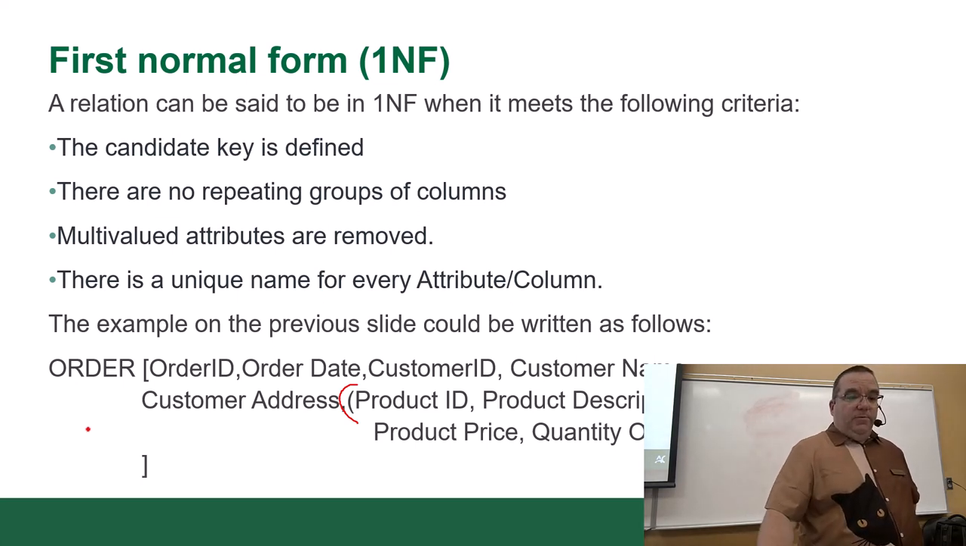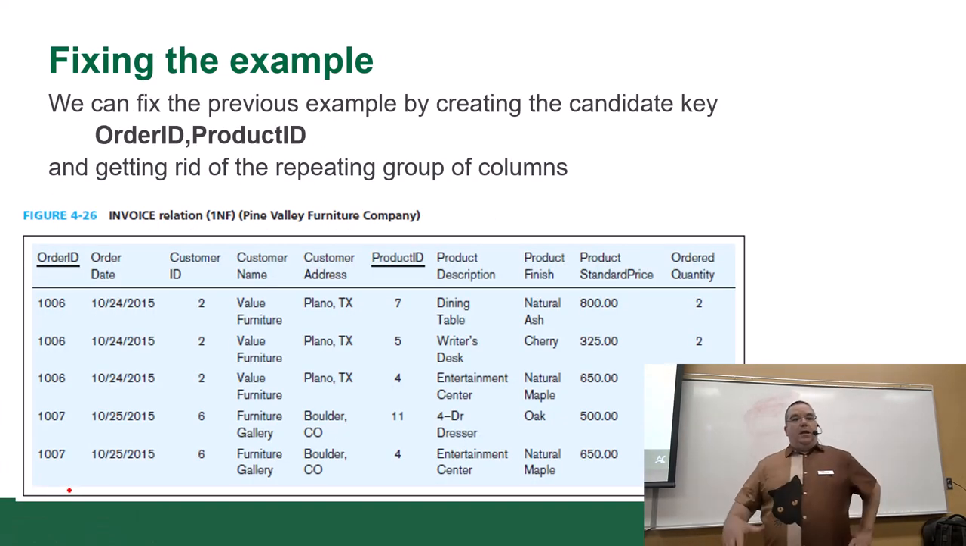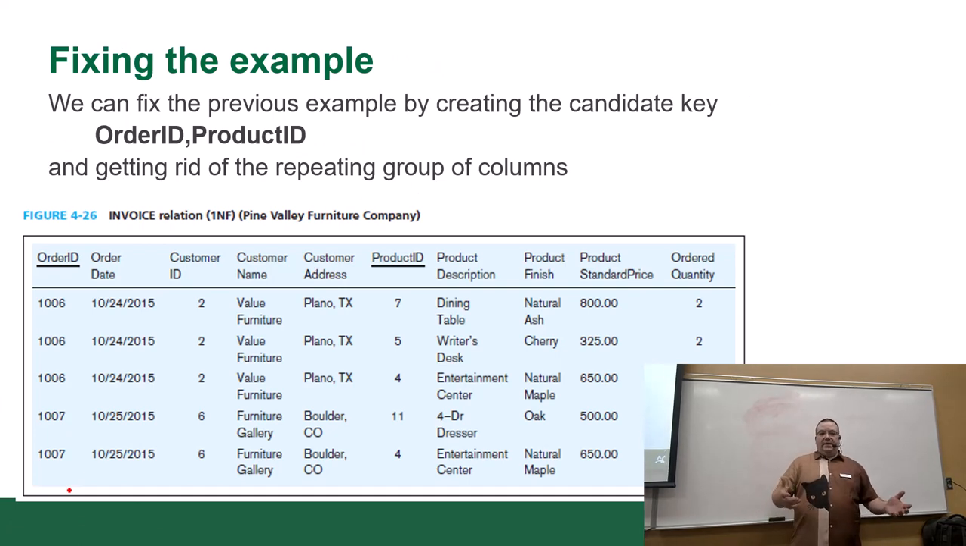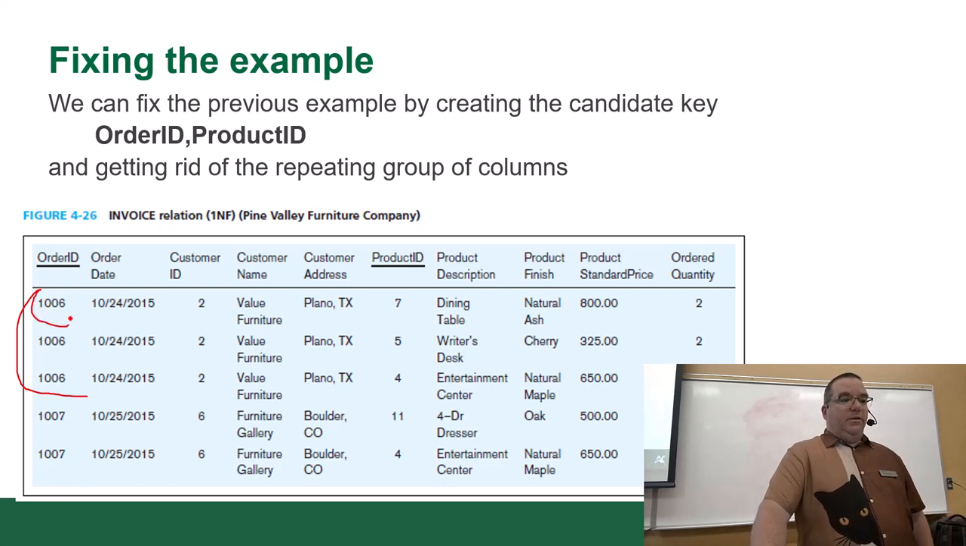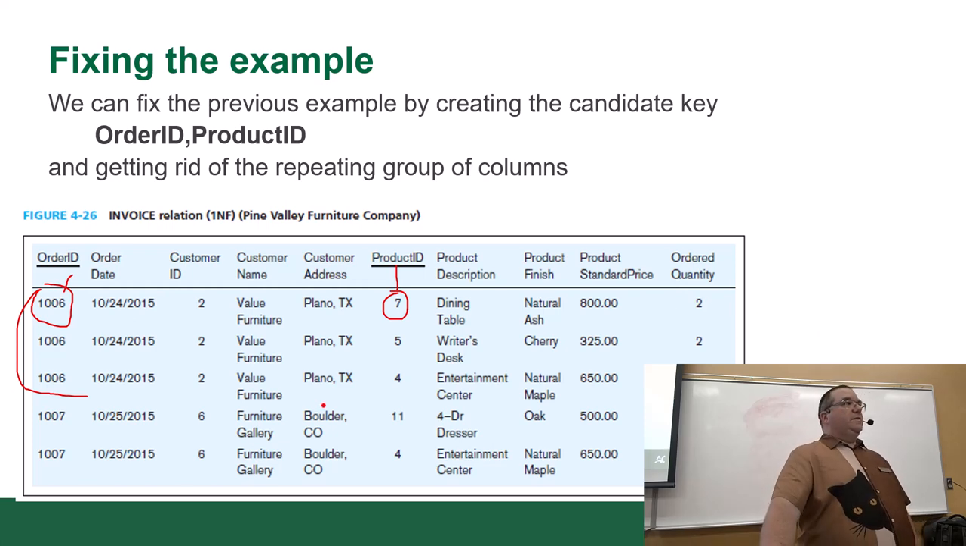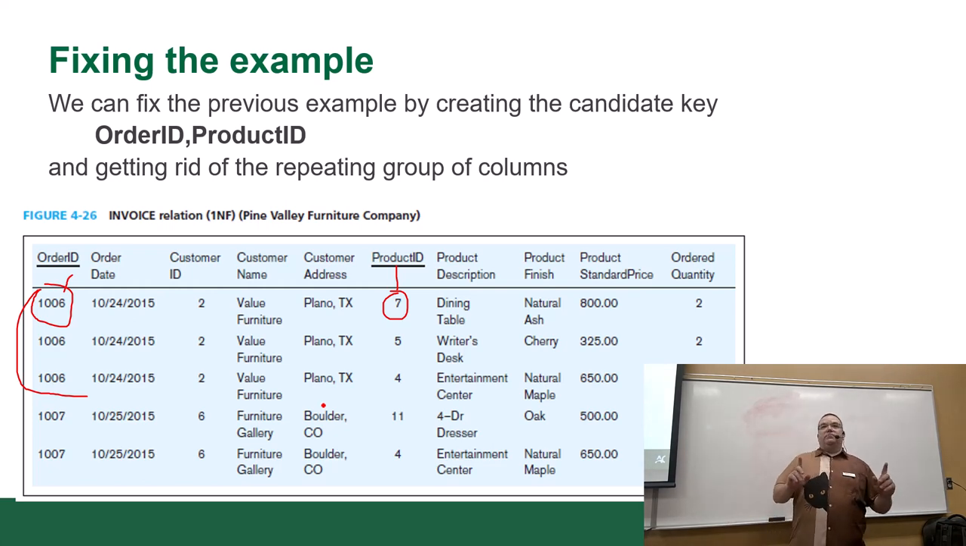So how do you prepare it? We create the candidate key. So we mark it order ID and product ID. Then you get rid of the repeating group of columns by duplicating these values in the first block. So right down here. What's happening now is each row has a value in the order ID and the product ID, and the combination of the order ID and the product ID is unique for each row. So we don't have two rows with the same combination of values. Now we can say we're in first normal form.